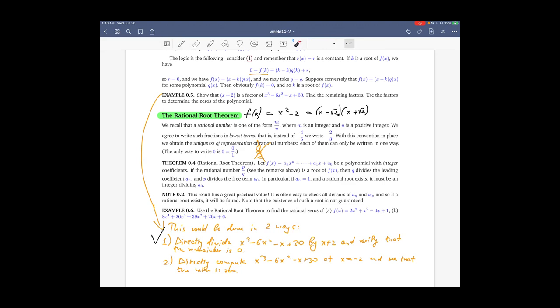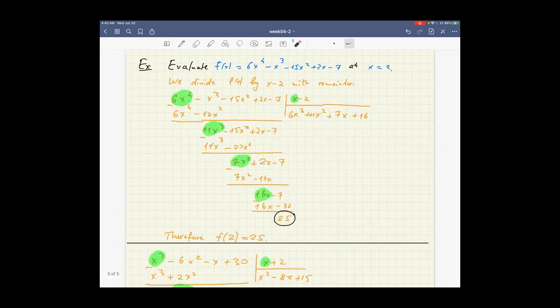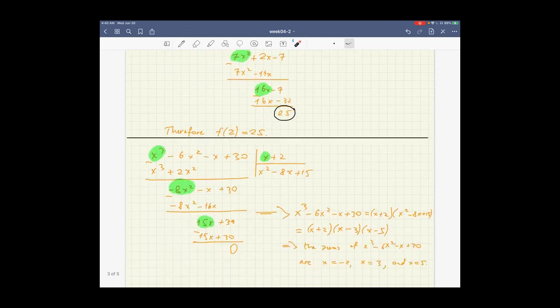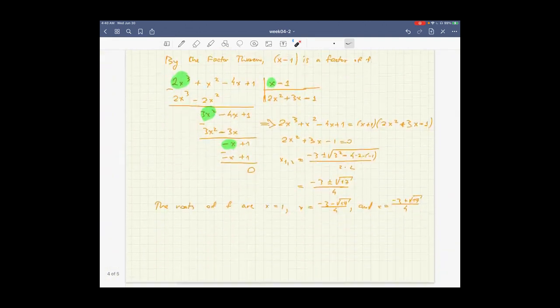So in these examples, we didn't know that a rational root existed. Rather, we hoped that one exists. And if it did exist, it would have been possible to find it using the rational root theorem. And indeed, in both cases, rational roots did exist, and we found them using the rational root theorem.